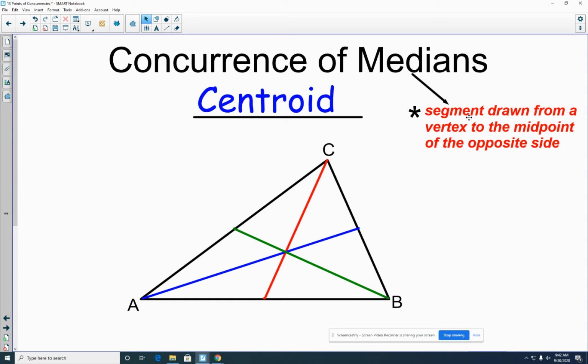Now remember, a median is the segment drawn from the vertex to the midpoint of its opposite side. In order to actually get the median, you have to do a perpendicular bisector construction first, right? So there's all these crazy things that kind of come into play when you have a median. Now, personally, I like the centroid the most out of all the points of concurrency because to me, the centroid is the most interesting. The centroid does a lot of things.